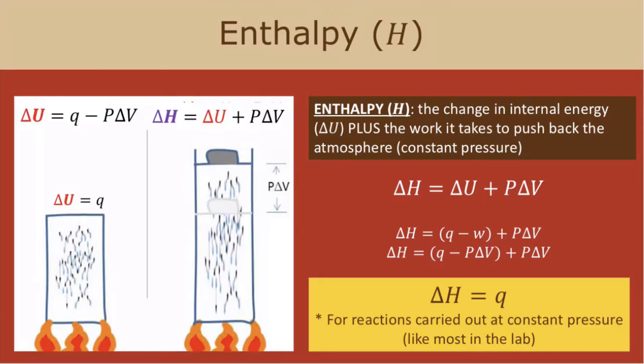Here we can see the mathematical proof for it. Remember, we said that delta H is the change in energy, that's delta U, plus the work, and that's the P delta V, the work needed to lift the atmosphere off of it. Because delta U was the heat in and the work out anyway, if we subtract the P delta V and add the P delta V, then we're left with just Q. So we can say that delta H equals Q.